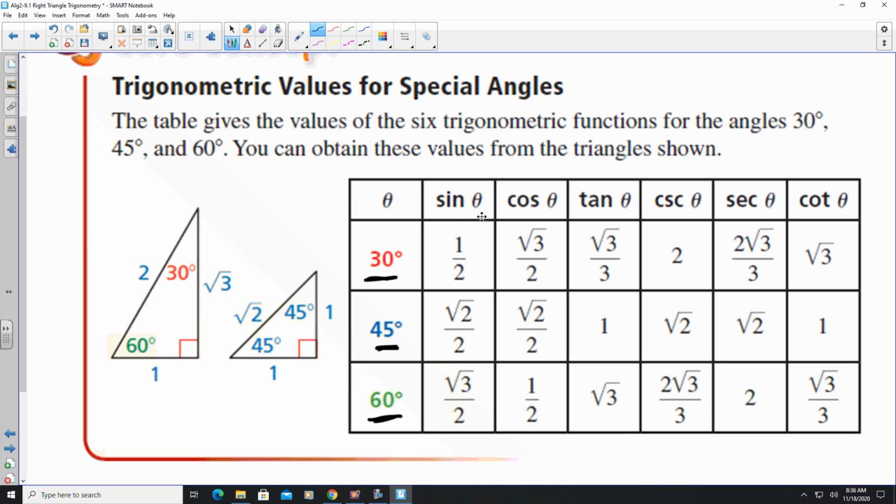So the sine of 30 degrees is 1/2. Cosine of 30 degrees is square root of 3 over 2. Tangent of 30 degrees is square root of 3 over 3, so on and so forth. And we have all the rest of them as well.